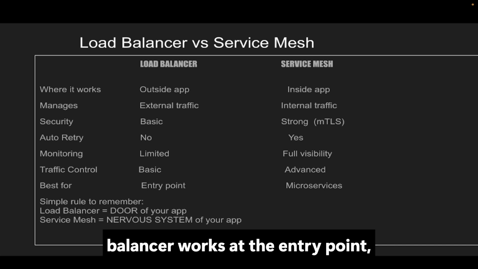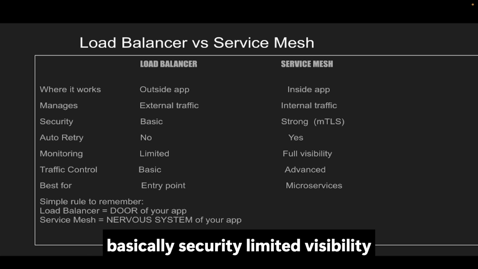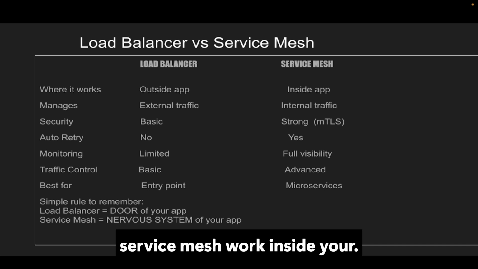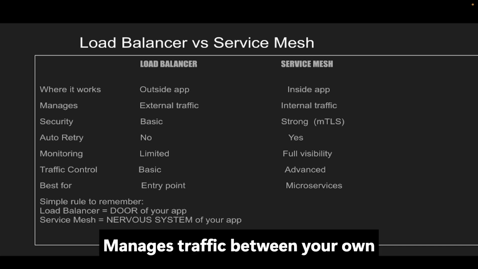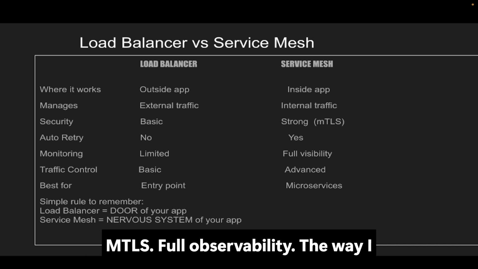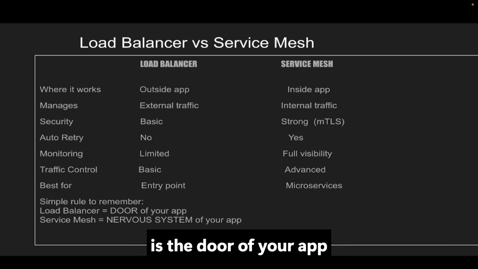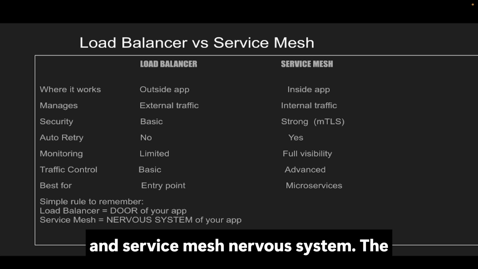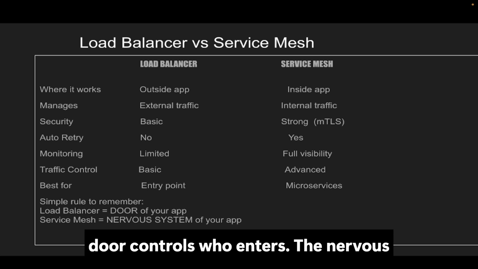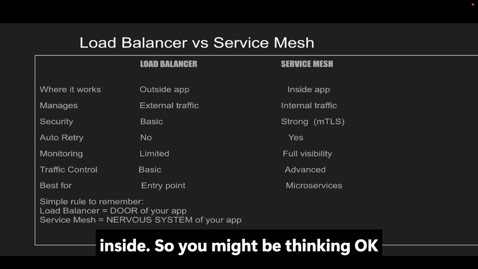So let's put them side by side real quick. A load balancer works at the entry point, manages traffic coming from outside, with basic security and limited visibility. A service mesh works inside your app, manages traffic between your own services, with strong encryption through mTLS and full observability. The way I like to remember it: the load balancer is the door of your app and the service mesh is the nervous system. The door controls who enters. The nervous system controls everything happening inside.